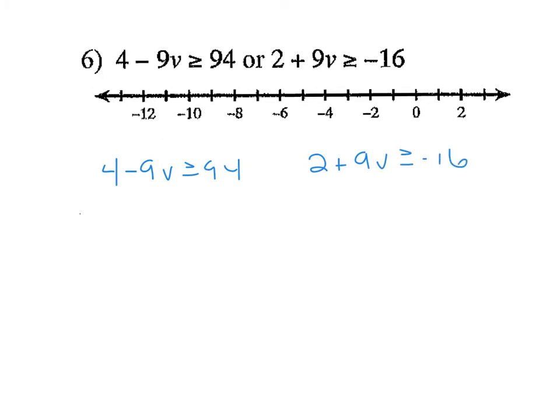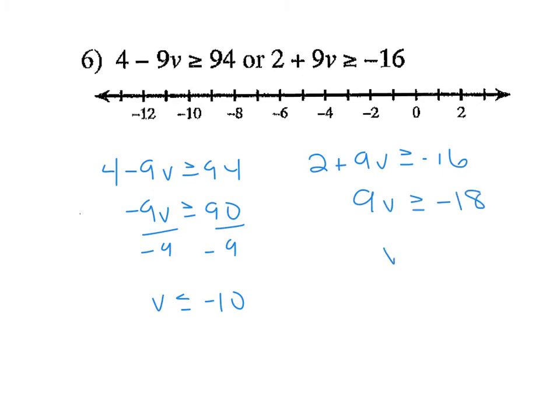All right, I'm going to subtract the 4 off here. And when I subtract the 4, that gives me 90. I'm now going to divide by negative 9. Now, when I divide by that negative 9, remember that sign flips and I get negative 10. All right, I'm going to subtract the 2 on this one, so I get 9v is greater than negative 18. Divide and get v is greater than or equal to negative 2.